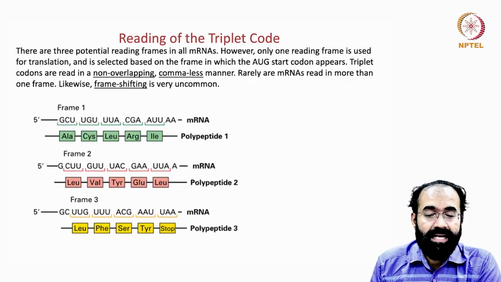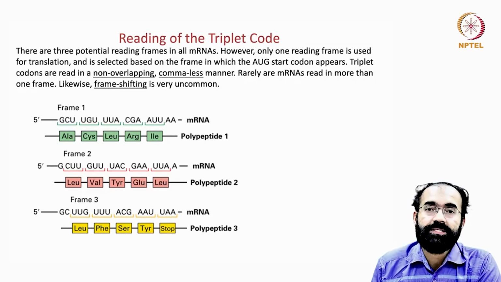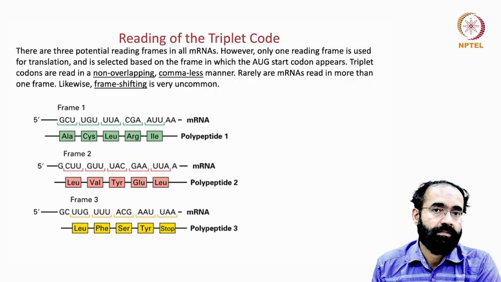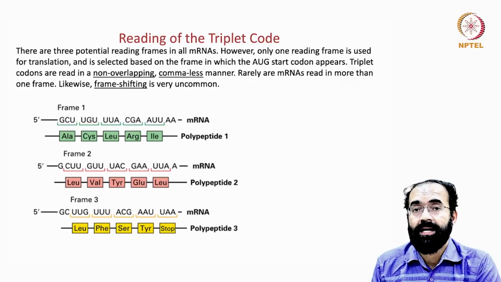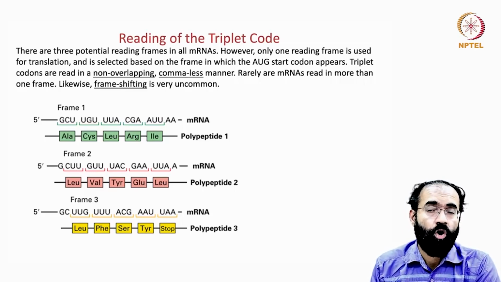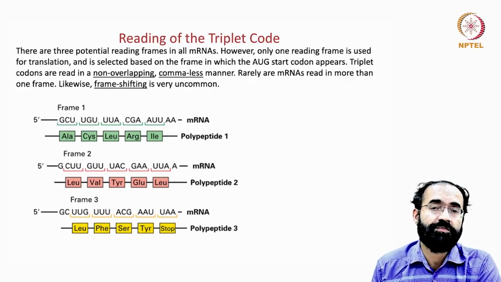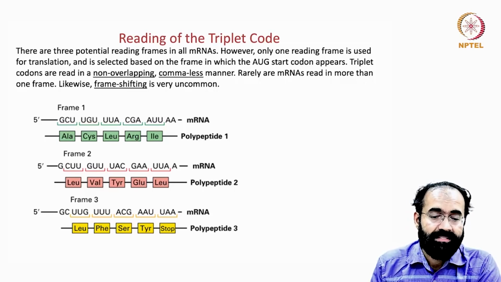So now, reading of the triplet code. There are 3 potential reading frames in all RNA, because no one says, okay, this is the first base and this is the second base. No, there is no way. RNA has a first base and a last base, but that is not the open reading frame. Where is the start? We know AUG, but there will be several AUGs. Who will tell you which AUG you should start with? So this is always possible, and there are 3 potential reading frames in all RNAs.